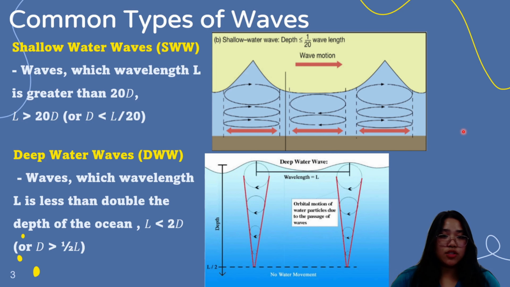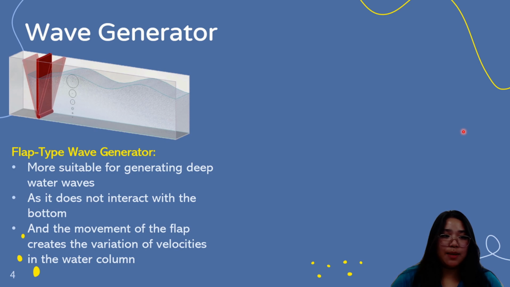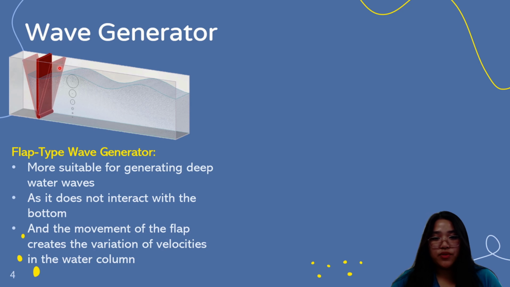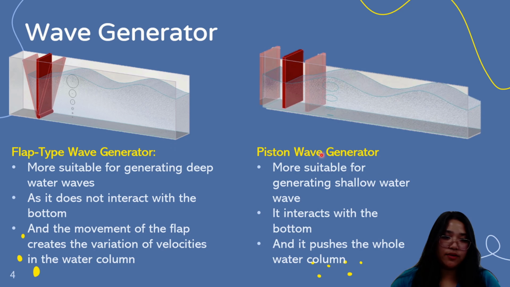In connection to these types of waves, there are specific wave generators used to generate them. One is a flap type wave generator. It is more suitable for generating deep water waves because, as you can see in this picture, most of the motion happens at the top. It creates a variation of velocity as you go down, and there's no movement at the bottom. That's why it's more suitable for deep water waves. In contrast, we have the piston wave generator, which is more suitable for generating shallow water waves since it interacts with the bottom and pushes the whole water column.